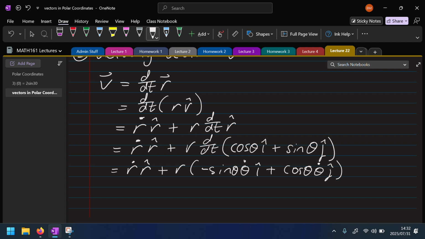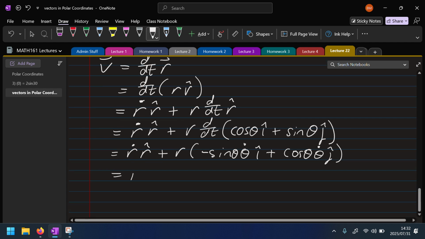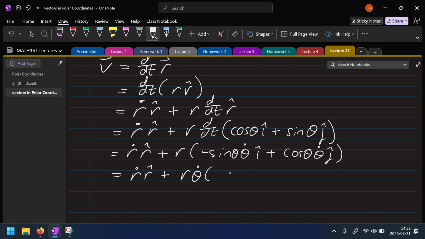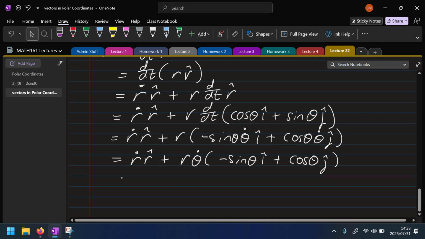Both of these terms have a theta dot, so we can take that out. So this will be r dot r hat plus r theta dot times minus sine theta i hat plus cos theta j hat. We end up with this. Now, what is that on the right there? What is minus sine theta i hat plus cos theta j hat? This is, in fact, theta hat.